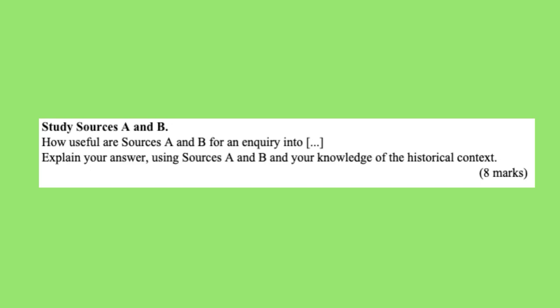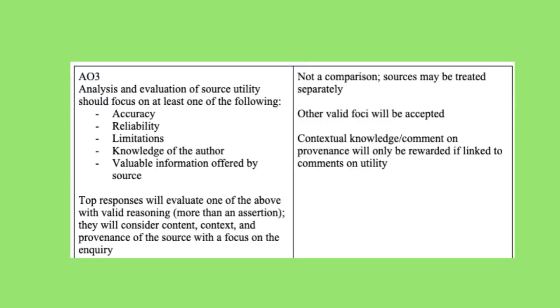It will give you two sources, so source A and source B, and then ask how useful are sources A and B for an inquiry into something. Explain your answer using sources A and B and your knowledge of the historical context. 8 marks. All 8 marks here are available for AO3, which is your analysis and evaluation of source utility.